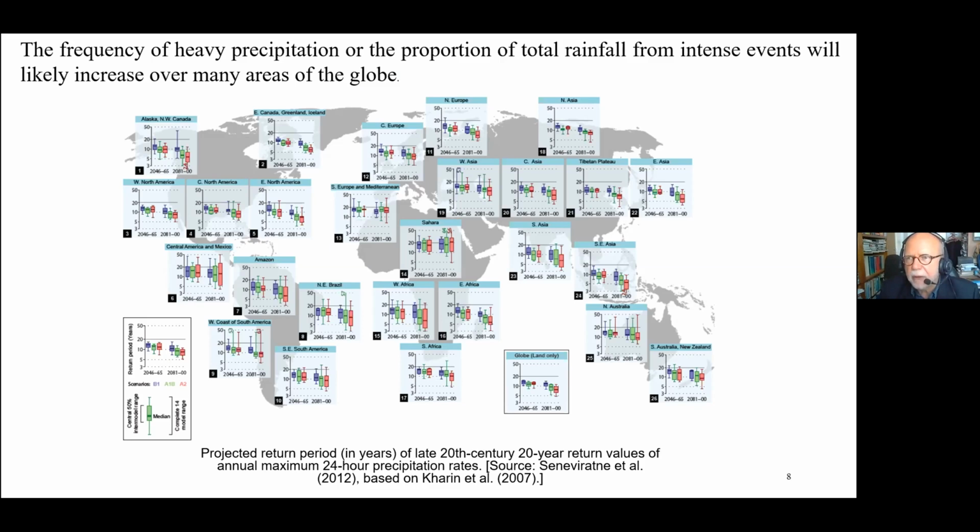For instance, Central Asia, for A2 projection 2081-2100, it is maybe 7, 7.5. So what used to be a 20-year precipitation is likely to come 3 times more frequently. Maybe for Alaska, Northwest Canada, for this box, it is even more common. The same for Eastern North America and Eastern Canada. But everywhere, the future intense heavy precipitation is likely to be more common, more frequent than in the historical reference period.